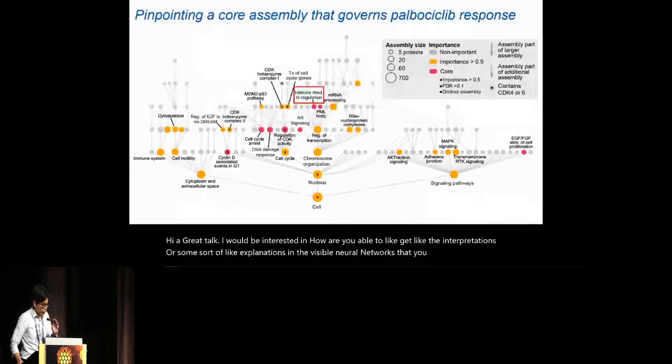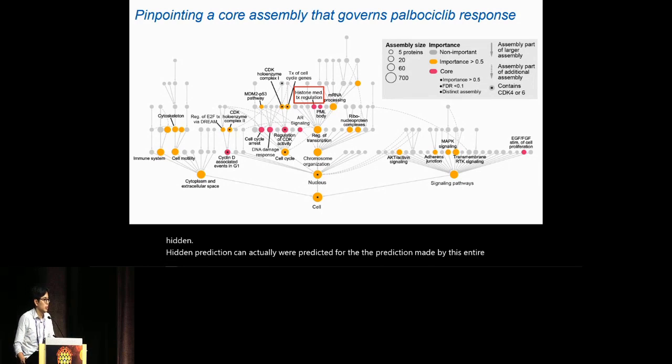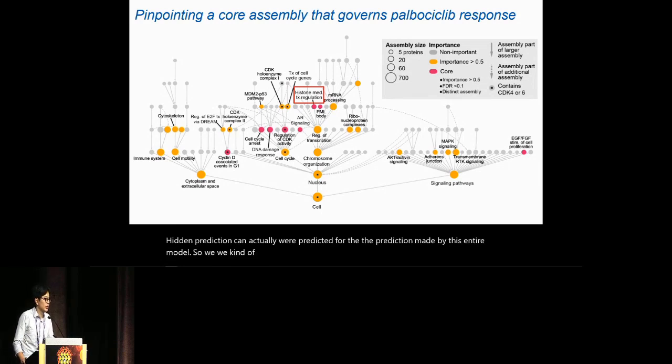Yeah, so that's a good question. We actually use a surrogate linear model. Once we train our model, we take all these hidden neurons that were predicted by our model, and then we train another surrogate linear model to see whether these hidden predictions can predict the prediction made by the entire model. So we relied on the surrogate model to get the importance score.